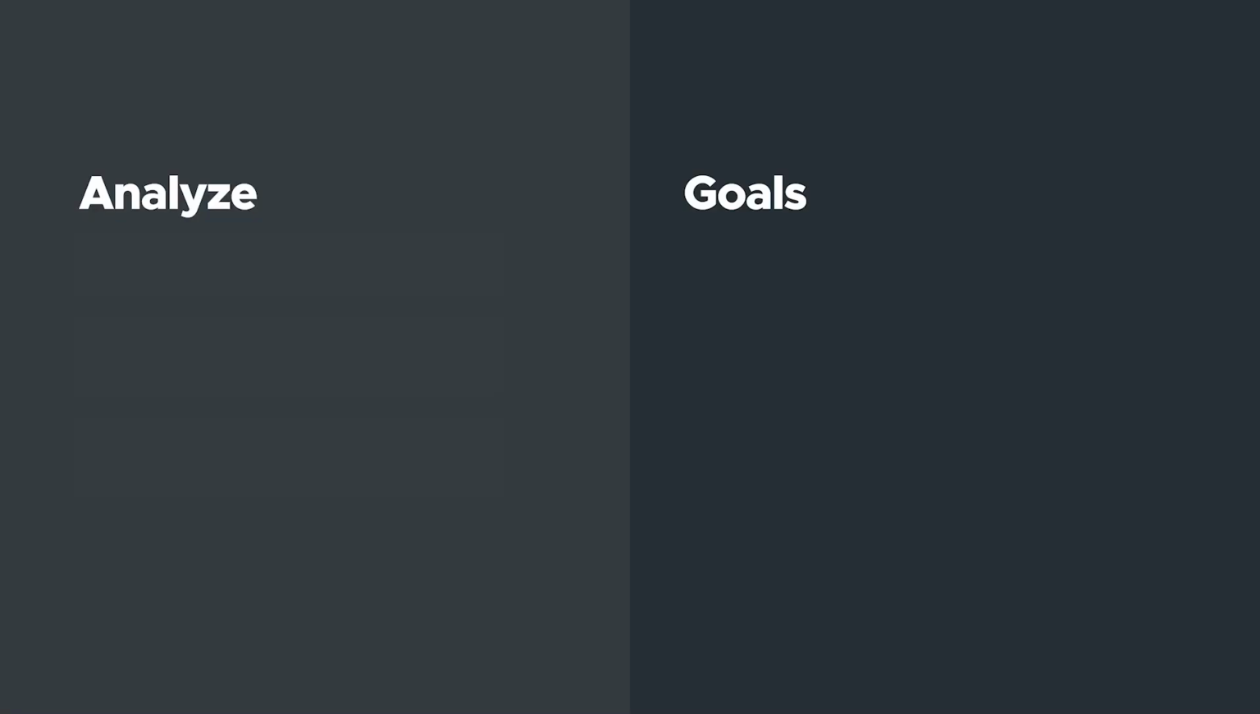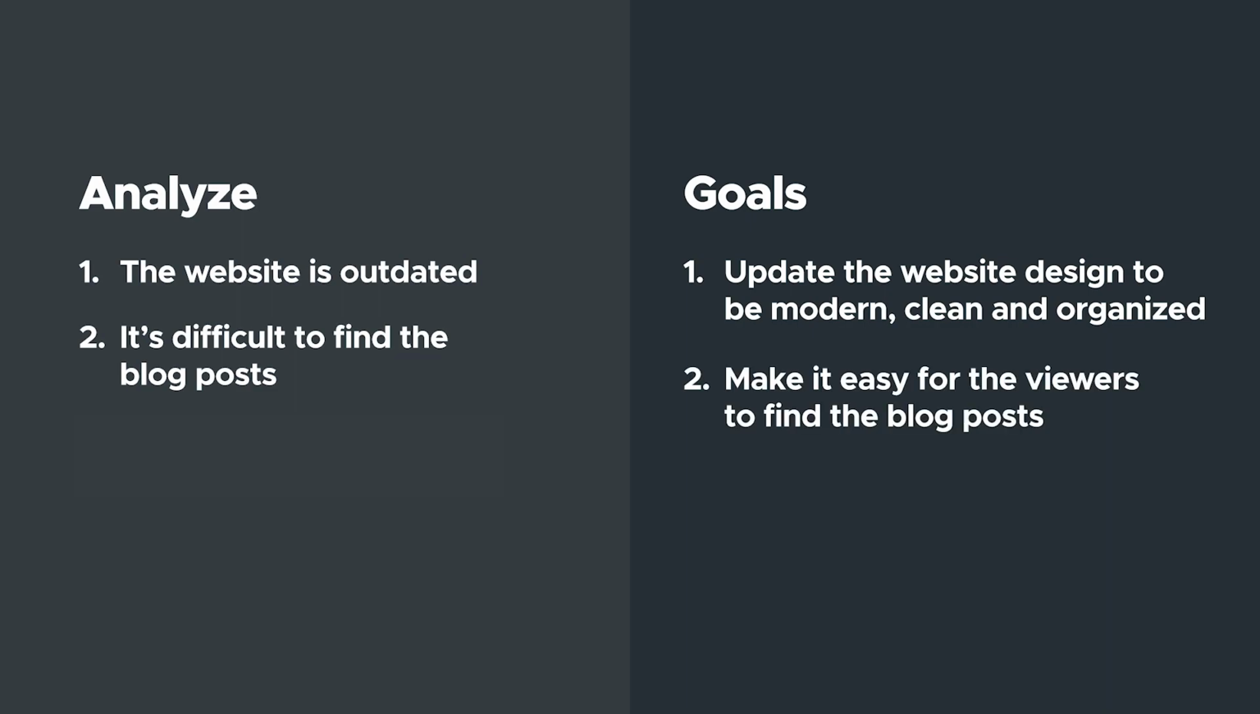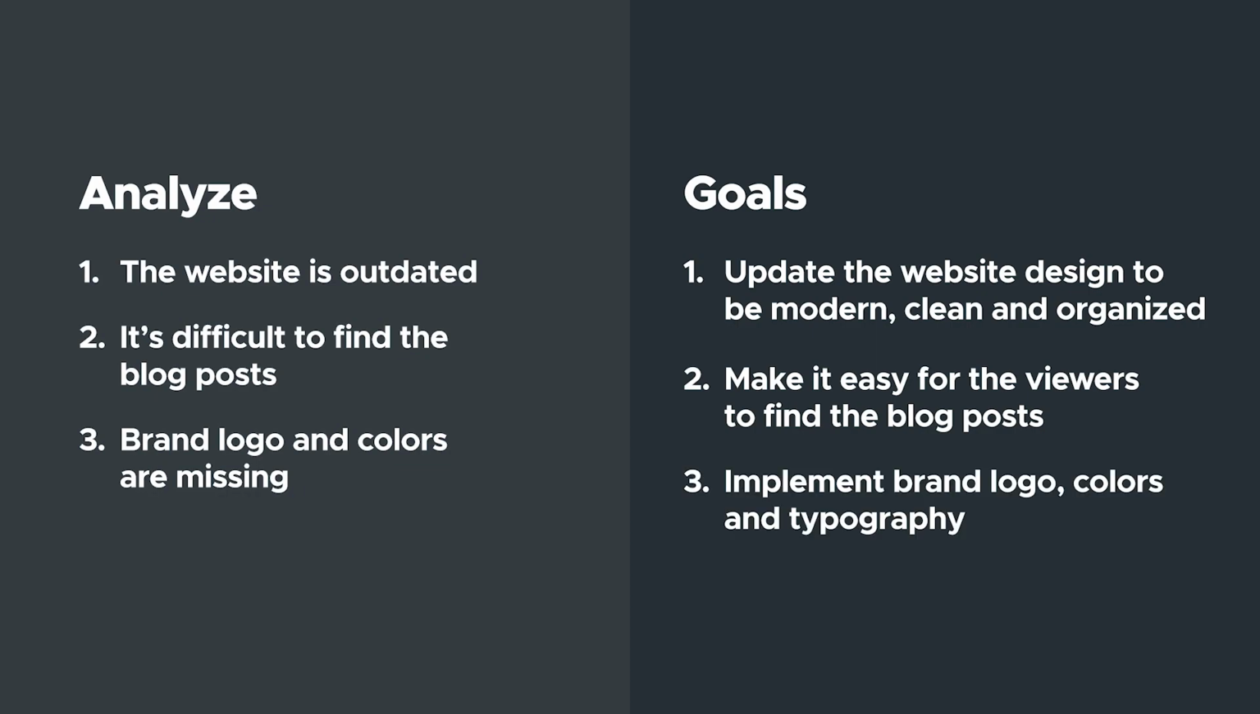Now let's take a look side by side the things that we analyze and the goals that we are going to set. So the first thing that we analyze is that the website is outdated. So for our first goal, we need to update the website design to be modern, clean, and organized. The second one that we analyze is that it's difficult to find the blog posts. So for our goal number 2, we need to make it easy for the viewers to find the blog posts. And number 3, the brand logo and colors are missing. For our third and last goal, we need to implement the brand logo, colors, and typography.